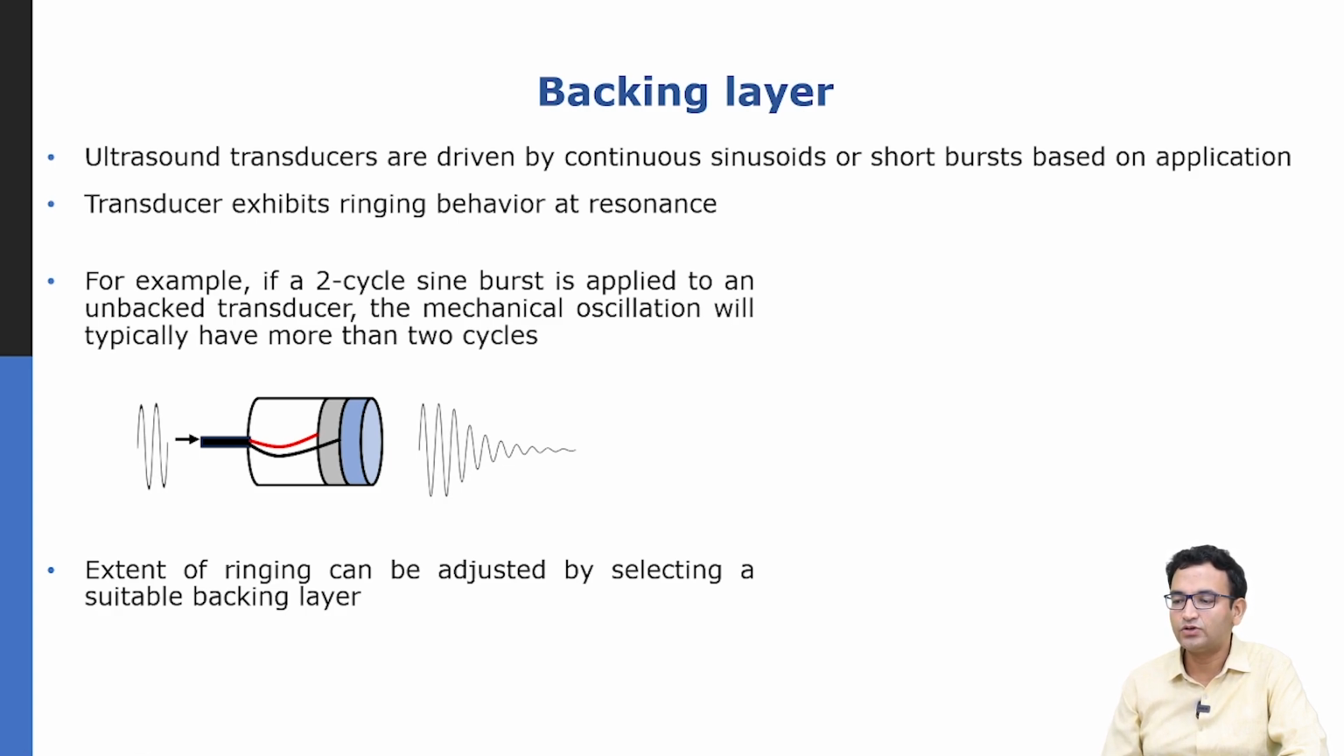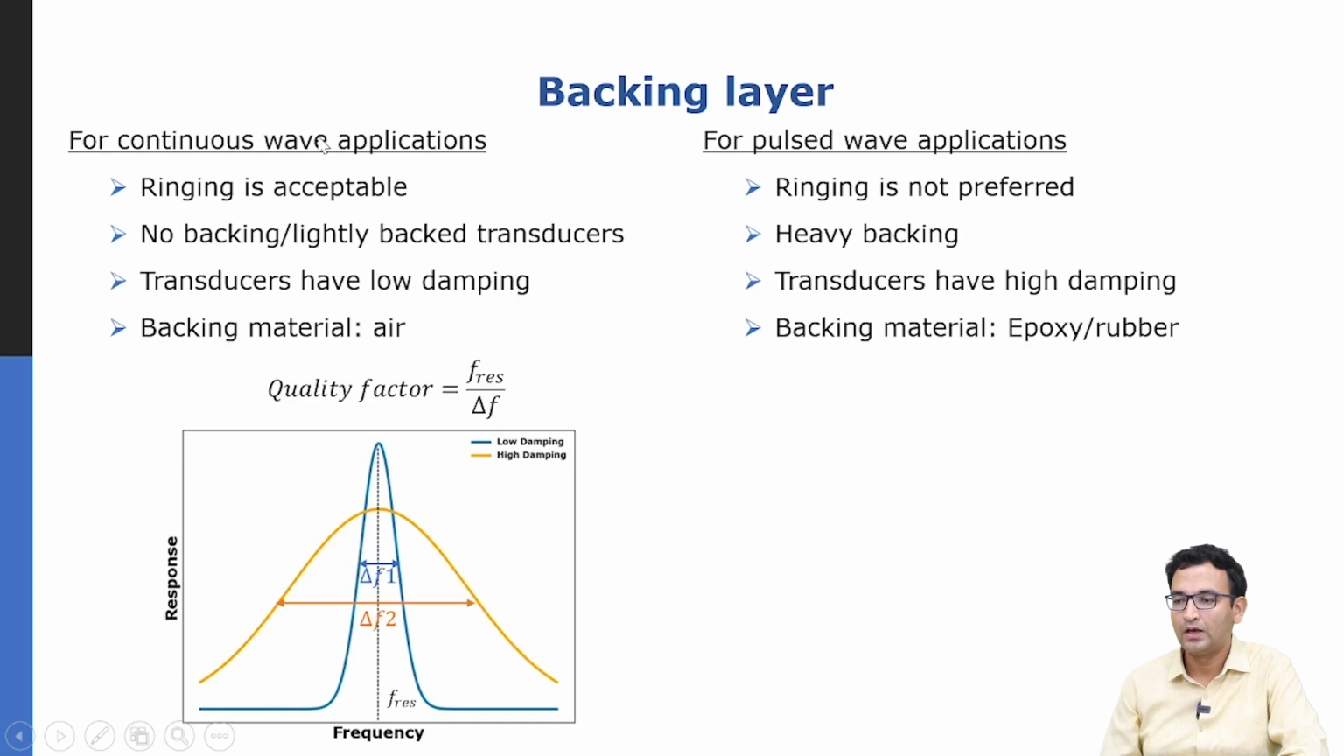So, we would like the transducer to be damped in such a way that almost immediately the transducer oscillation ceases the moment the excitation pulse has ceased, and this can be done by selecting a suitable backing layer with the appropriate amount of damping. So, like I said, ringing is acceptable if it is a continuous wave transducer, because transducers which are not damped, which have a sharp resonance or a high quality factor given by the resonant frequency by the bandwidth at the full width half maximum, they will have a high Q factor, they will have a high amount of ringing.